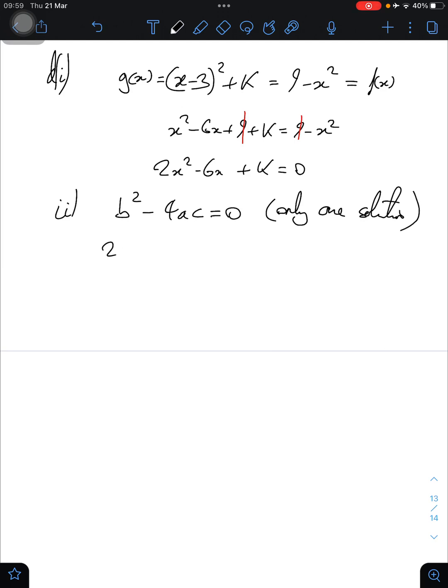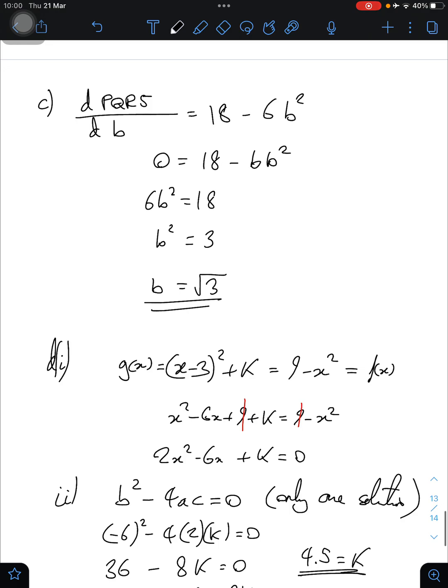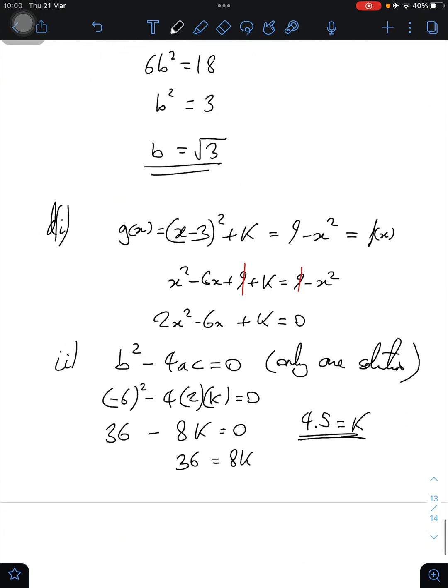And so in our case, the value for b is going to be minus 6. So minus 6 squared minus 4 lots of 2 times k equals 0. And so therefore 36 minus 8k equals 0. And so therefore 36 equals 8k. And k would be equal to 36 over 8, which is 9 over 2, sorry, which is 4.5. Great, and that's the paper done.